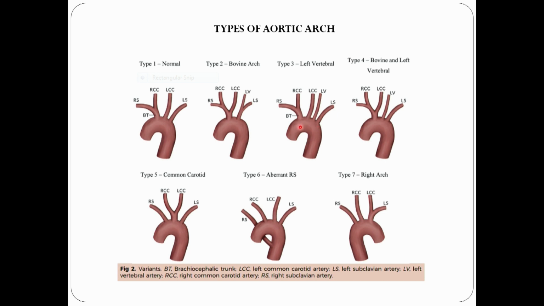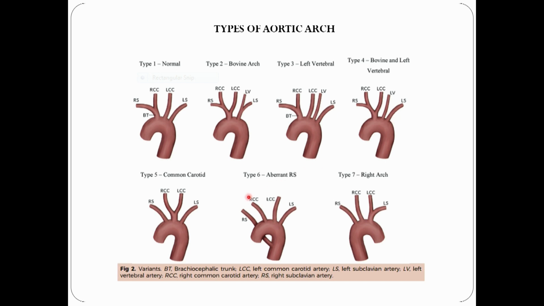In type 3, there are 4 branches of the aortic arch. The first one is brachiocephalic, second left common carotid. The left vertebral directly originates from the arch of aorta, and the last one is left subclavian. Type 4 is a combination of bovine plus left vertebral type. That is, again there are 3 branches, but the left common carotid artery originates from the right brachiocephalic trunk. The second branch is left vertebral, and third is the left subclavian.